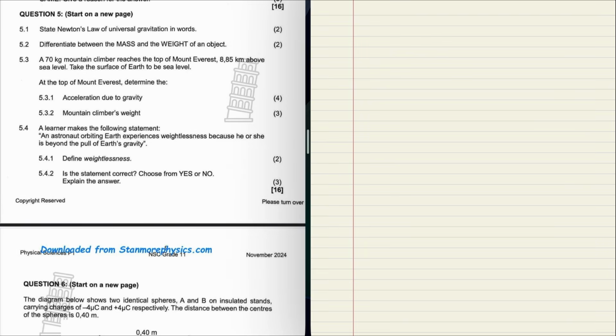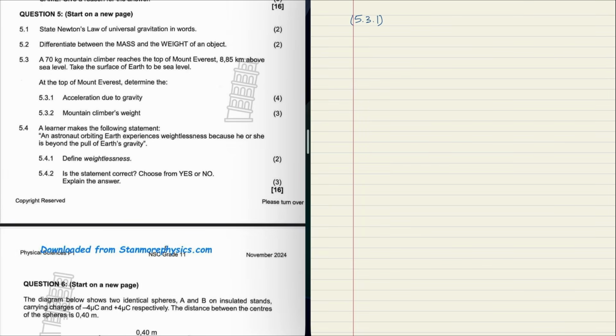5.3.1, a 70 kilogram mountain climber reaches the top of Mount Everest 8.85 kilometers above sea level. Take the surface of the earth to be sea level. At the top of Mount Everest, determine the acceleration due to gravity. So we can use the formula.